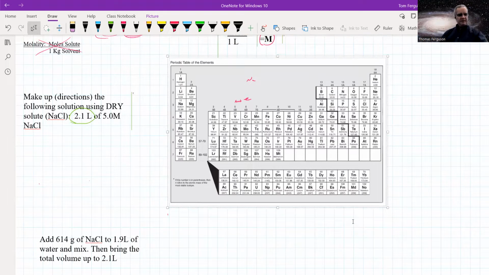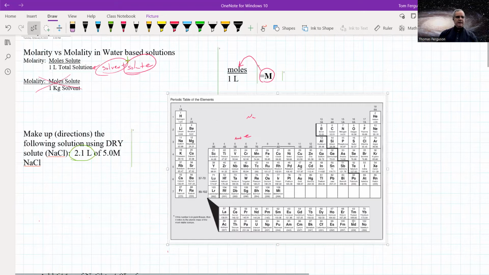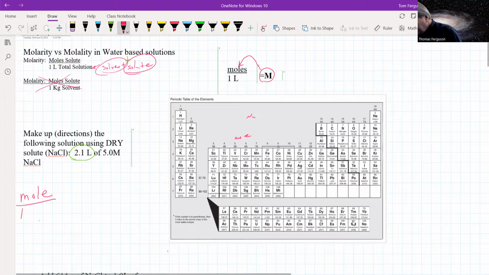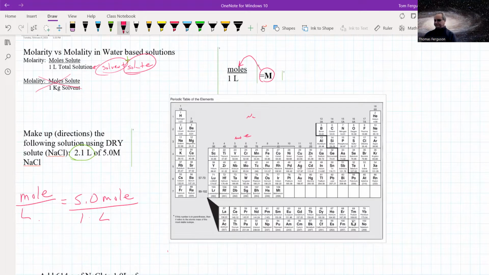Okay, so this problem here is, let me move that off there. All right, make up the following solution, the directions, just like we do in a lab. How would you make a 2.1 liter solution of 5.0 molar NaCl, sodium chloride? Okay, so remember, that's equal to 5.0 moles per 1 liter.